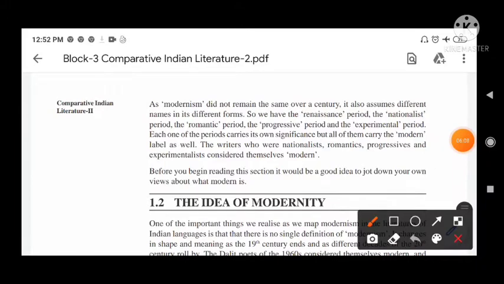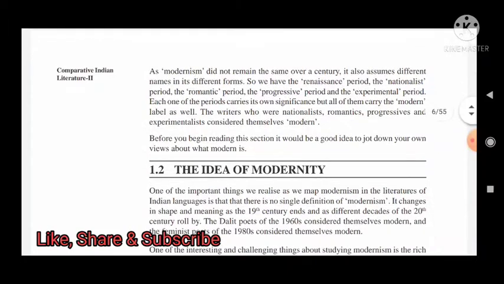Okay, this is the Renaissance, then nationalist, then romantic, then progressive and experimental. These are the main key points here in Unit 1, first page. So we have the Renaissance period, the nationalist period, the romantic period, then the progressive period and the experimental period. Each one of the periods carries its own significance, but all of them carry the modern label as well.